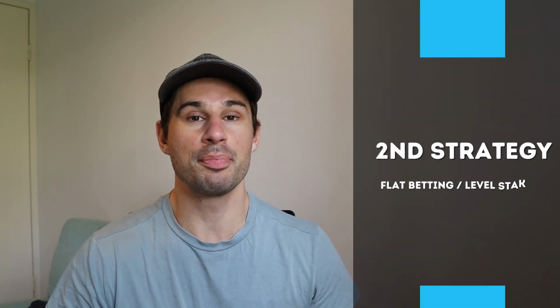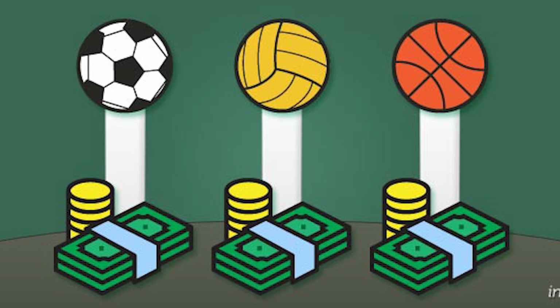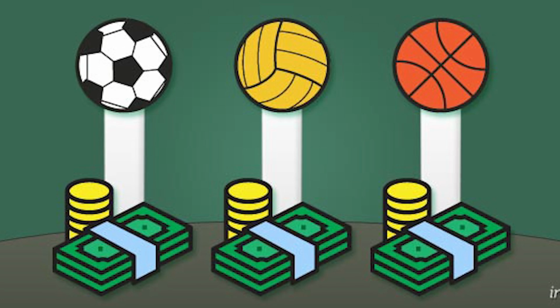The second staking strategy I'm going to talk about today is flat betting or level staking, which is where the bettor places the same amount of money on each bet regardless of the perceived value or odds. So put simply, no matter what the bet is, no matter how big the edge is, no matter how big the odds are, you are placing the exact same stake every single time. A really simple way to go about your sports betting that can be effective.